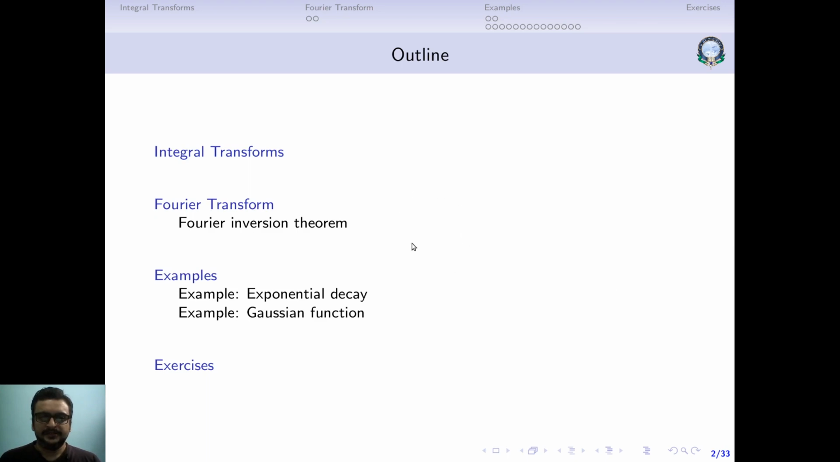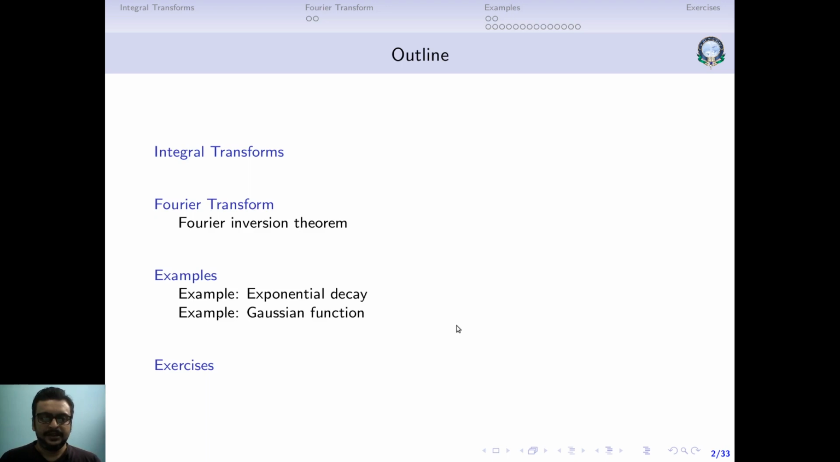I shall first introduce you to what is known as integral transforms. Fourier transforms are basically a special case of a general type of representation of functions, and they are known as integral transforms. Then we will dive into Fourier transforms, derive the expression for the Fourier transform, and in the process we'll also have a look at what is known as the Fourier inversion theorem.